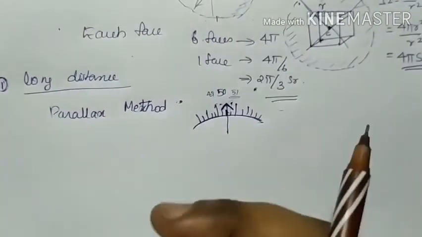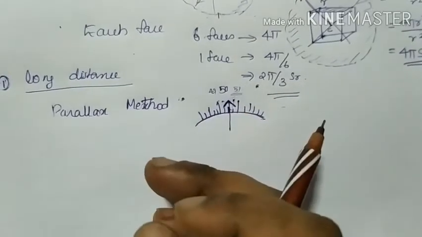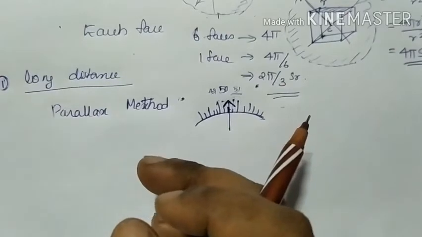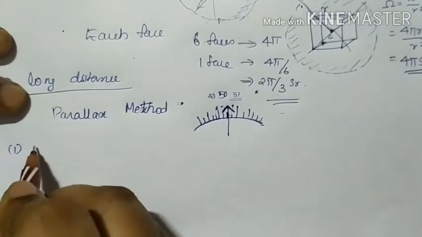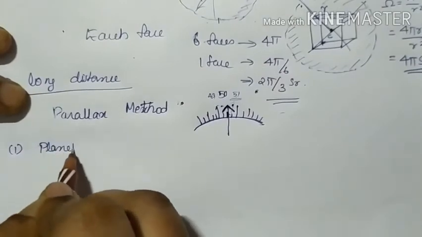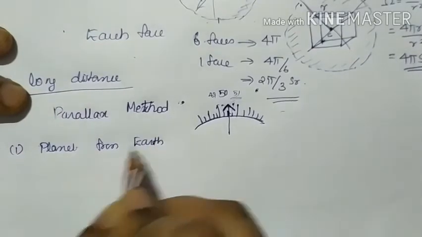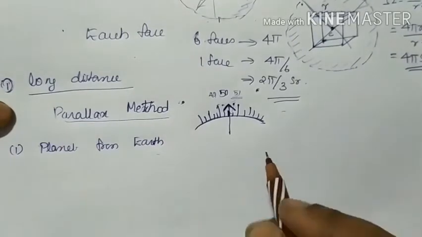So we are going to deal with some extraterrestrial distances. After that we'll deal with some terms also. Before that, we'll take the best example of finding the distance of a planet from Earth. We are going to find the distance of a planet from Earth using the parallax method, right?